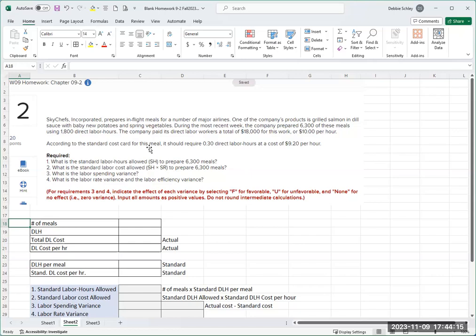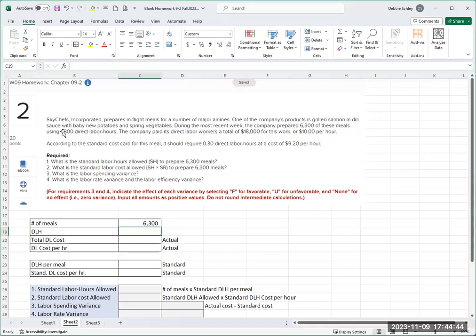According to the standard cost card for this meal, it should require 0.30 direct labor hours per meal at a cost of $9.20 per hour. So this is a portion of an hour, and this is how much we pay our employees per hour, or should have. So first, the number of meals was 6,300.